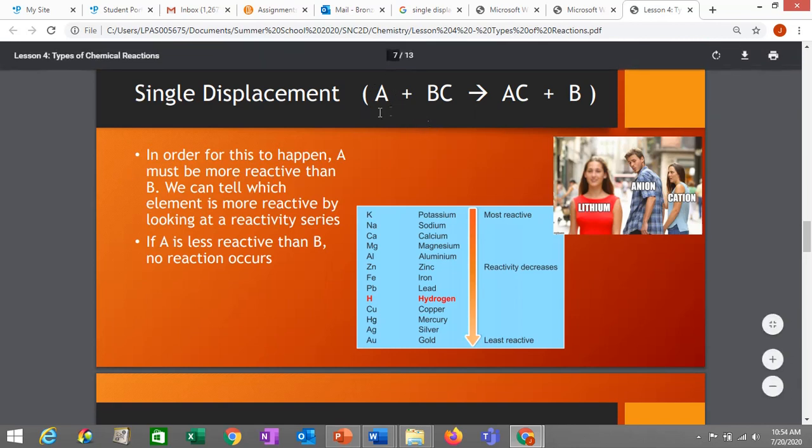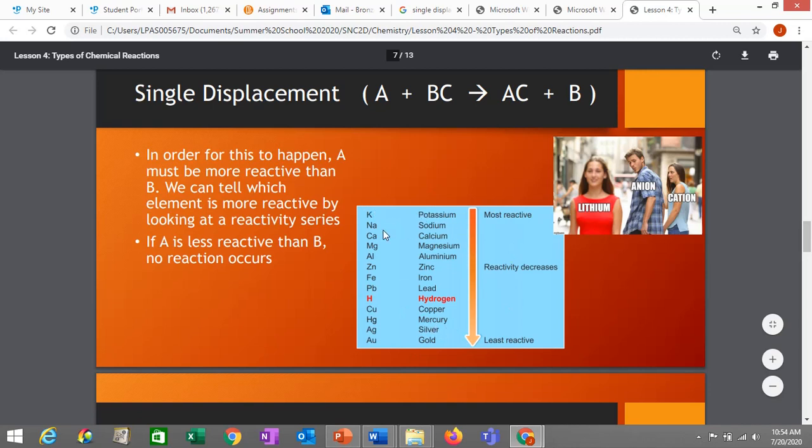So in other words, this thing that's out here by itself has to be more reactive than the thing on the inside in order to take its place and kick it out. If it is less reactive, then the reaction actually won't happen. You'll have no reaction. So this here is what we call a reactivity series. And you can see what's more reactive and less reactive here.